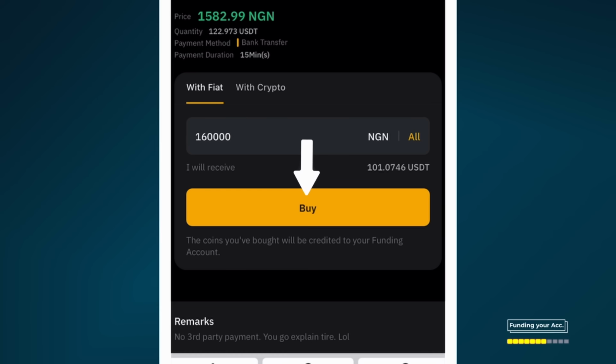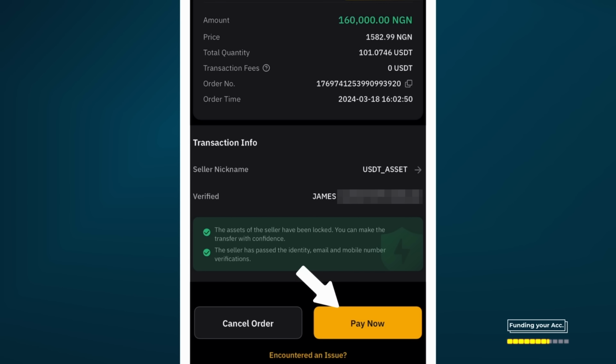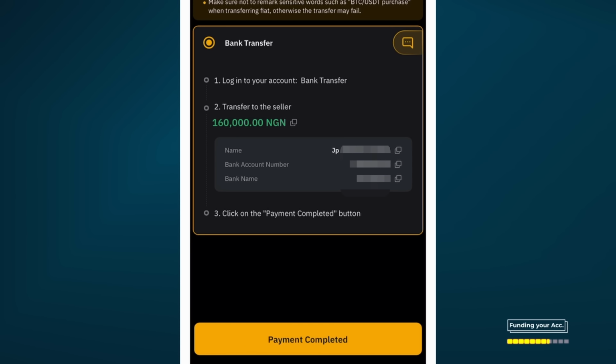I'll click on buy, and this will then bring out the payment information. Okay, so I'll pay 160,000 naira and I'll get this amount, and the seller's nickname is this. This is the verified name. It shows me his verified name. So I'll click on place order. The next thing it will do is to bring out his payment information.